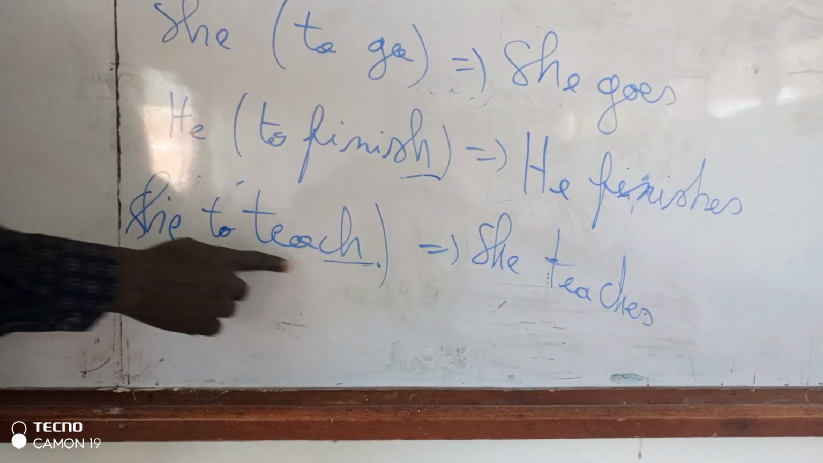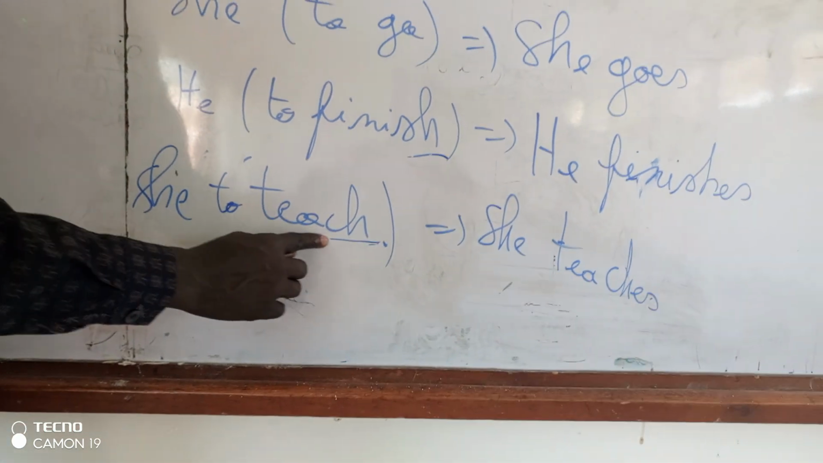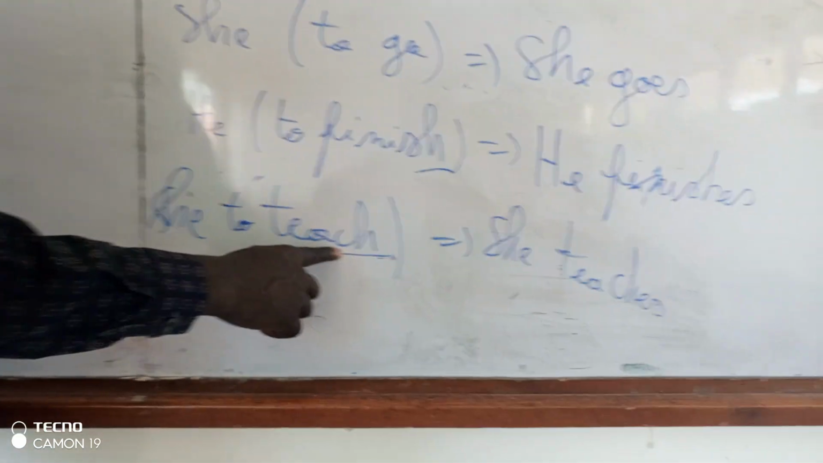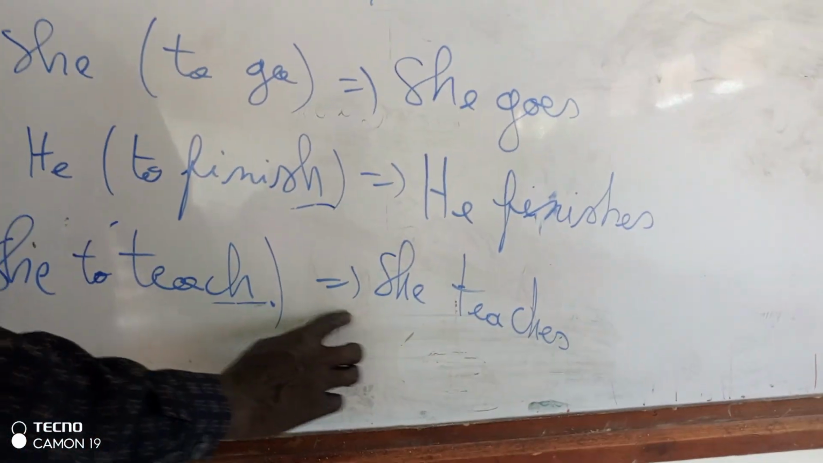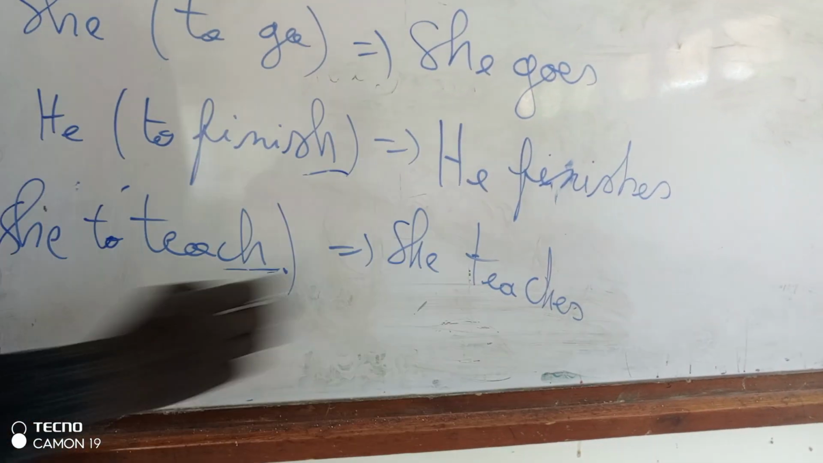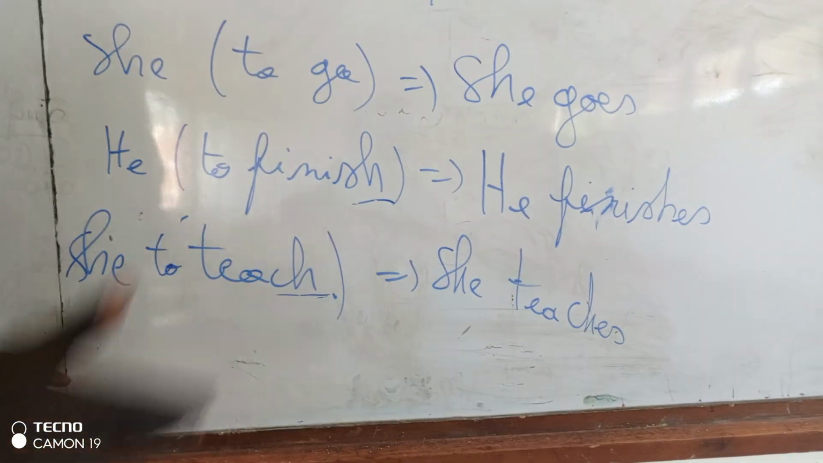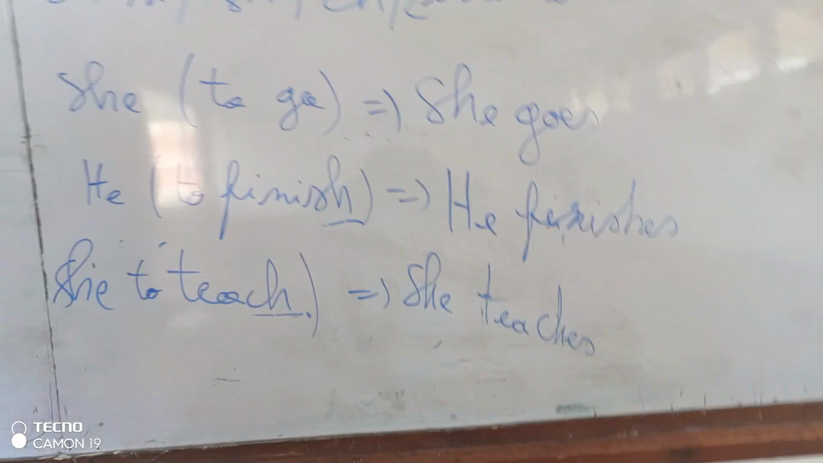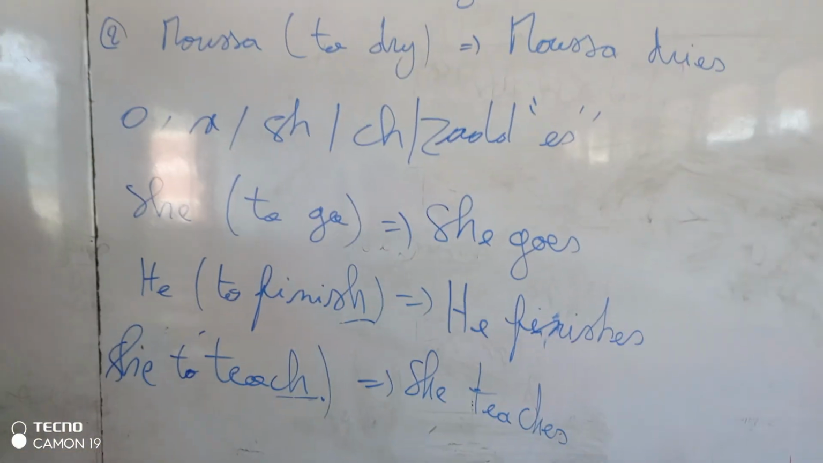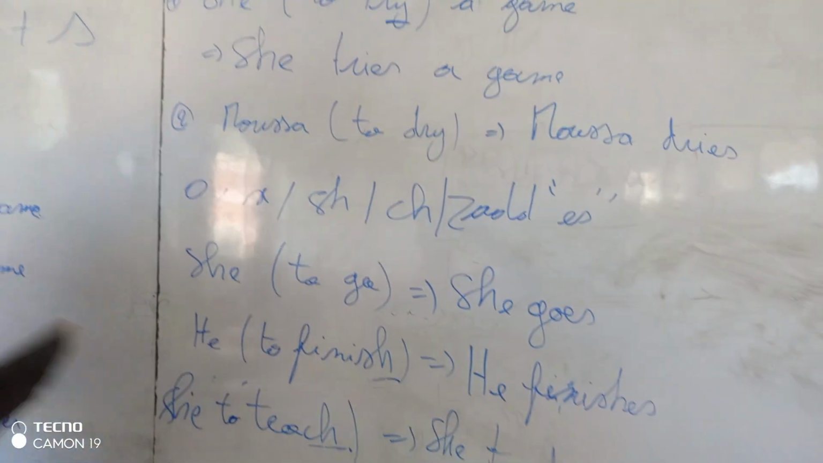Again, she to teach. What do we have here at the end of the verb? Ch. So we will say what? She teaches. She teaches maybe English. If I say I teach, because I is not third person, we will not add s or es at the end of the verb.